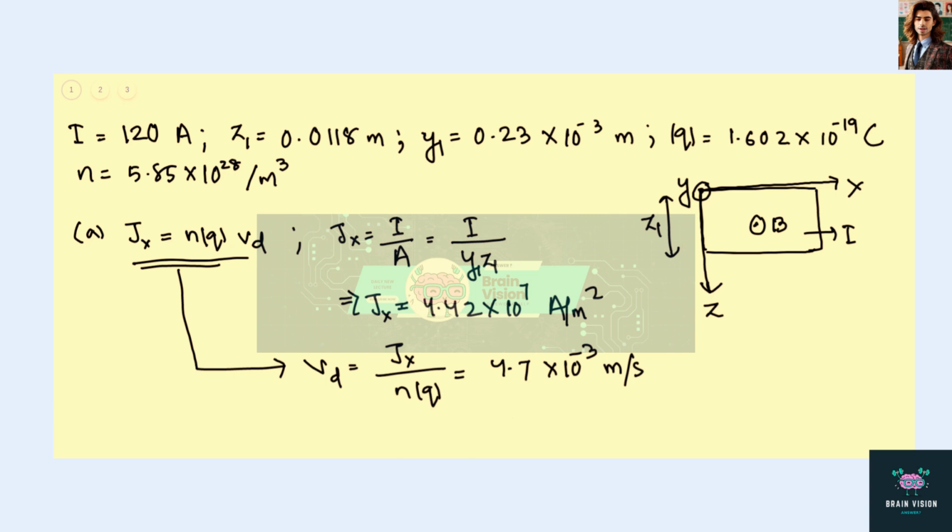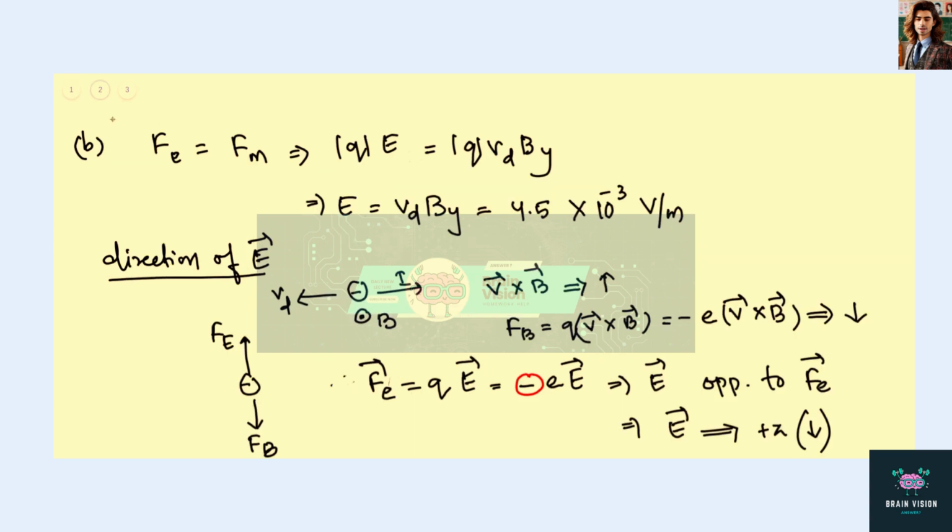Now, for the second part, we know that in order for the net force to be zero, we have to determine the electric field. In order for the net force to be zero, the electric force should be equal to the magnetic force in magnitude, and the directions of these forces should be opposite to each other. So we write these two forces.